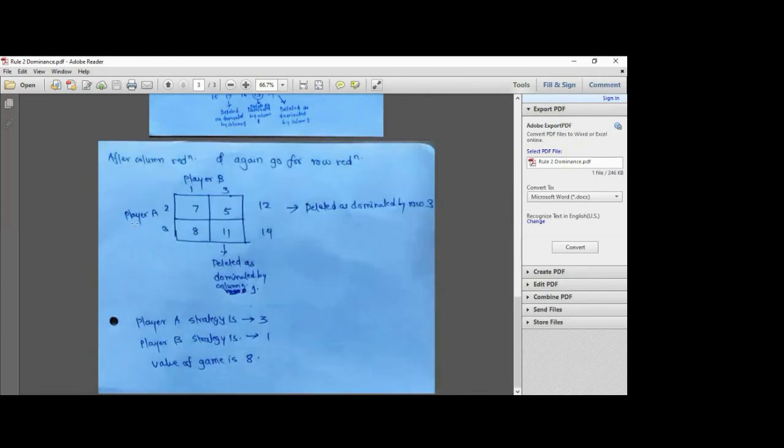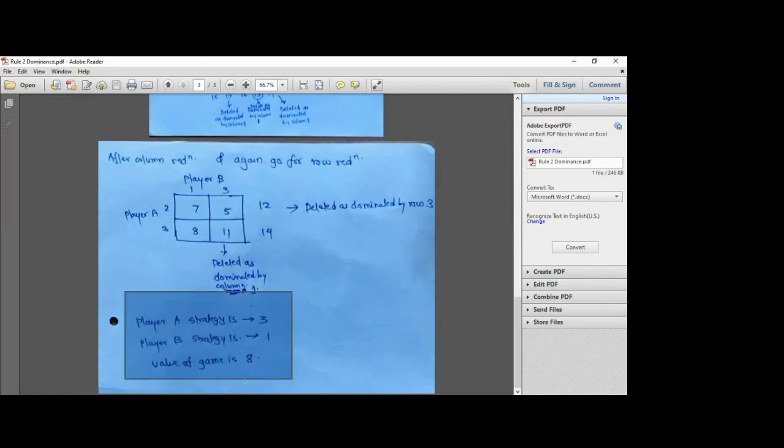Right, so now the final answer is 8, and hence the value of the game is also 8. Now what should player A play? Which strategy should player A play? Player A should play strategy 3 only. And what strategy should player B play? Player B should play strategy 1, as this particular value is here. So this is the final answer.